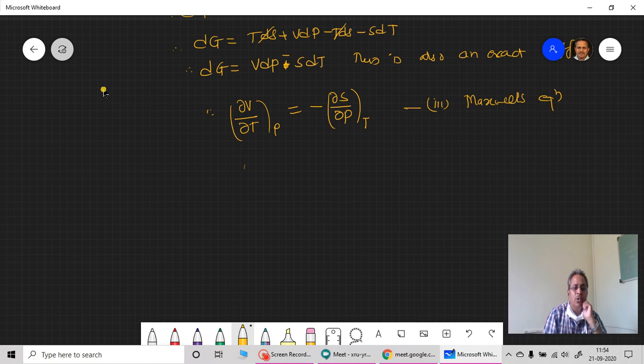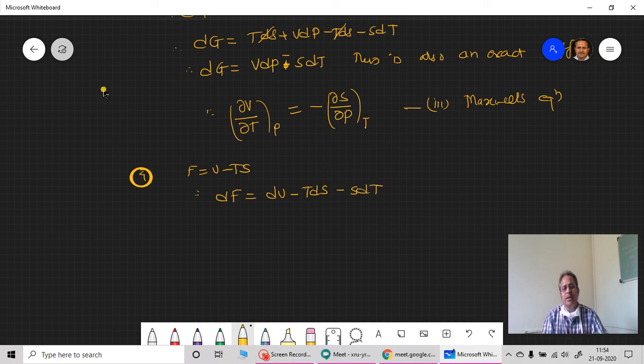And now use the fourth. Now the fourth will also be similar, we'll take one and then complete it and stop. So get this relationship, this is given to be F is equal to U minus TS, that is Helmholtz free energy. So differentiate this, you will get dF is equal to dU minus TdS minus SdT.